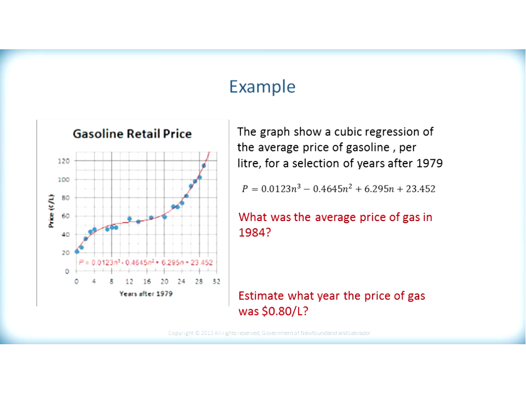The graph shows a cubic regression of the price of gasoline per liter for a selection of years after 1979. So it will give us this function.